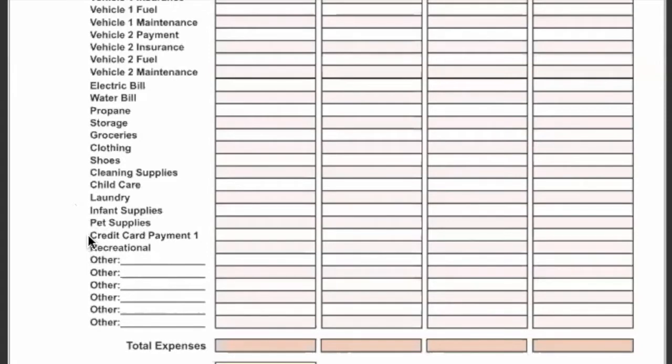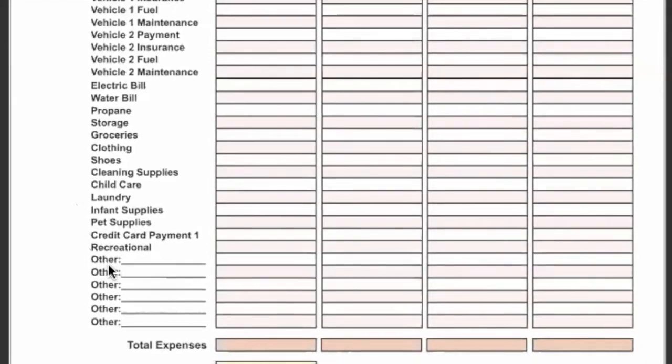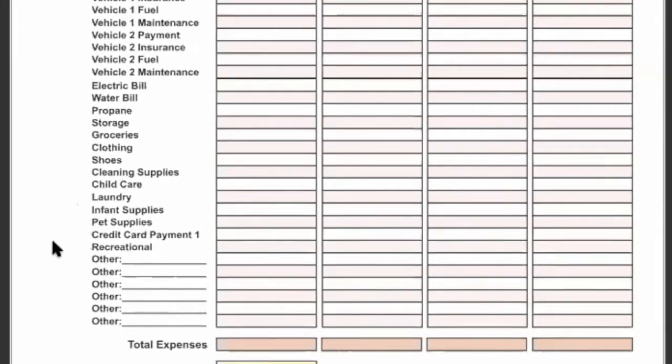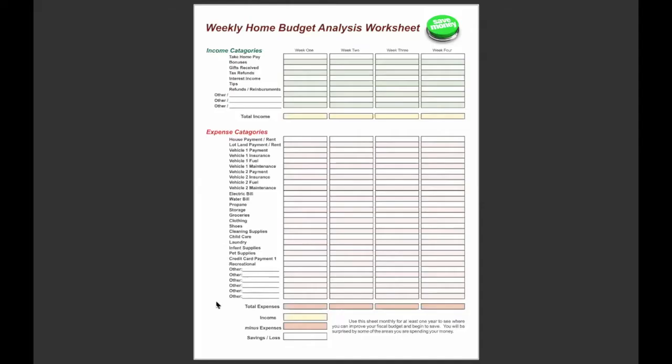If you have more than one credit card, you have the other categories where you can itemize your credit cards. You have a Discover card, you have an Amex card, you have a Visa card. You can itemize those credit card payments. And here you would have the total expenses.